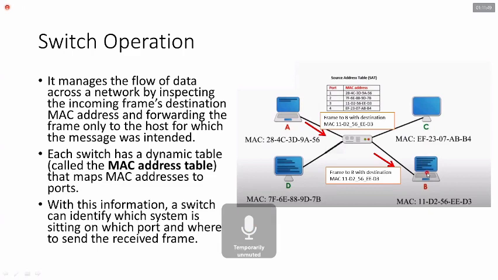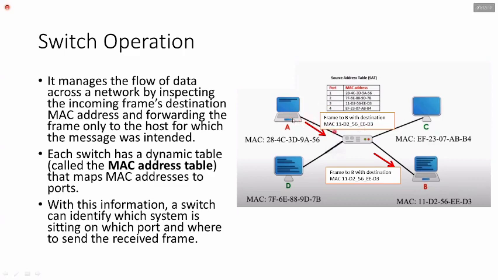B's MAC address, right? Because it has to go to B. They are in the same network, no? So you will put B's MAC address. B's MAC address is this 11D256, right? So in layer 2, if you see the layer 2 destination, it will be this address, right?